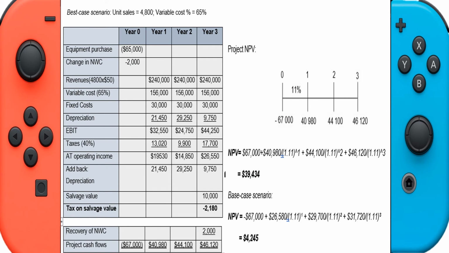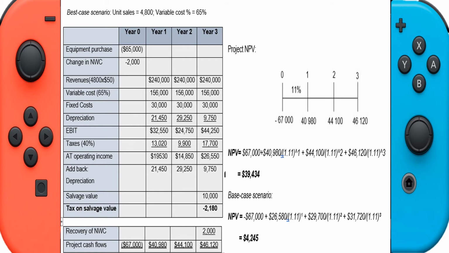Greetings, trainers! The standard deviation is a statistic that measures the dispersion of a dataset relative to its mean and is calculated as the square root of the variance. To solve for the best case scenario, given that the unit sales is 4,800 with 65% variable cost and other variables remain unchanged, there would be project cash flows of 40,980 for year 1, 44,100 for year 2, and 46,120 for year 3. Using the net present value formula that was previously shown, the result is a $39,434 net present value for the best case scenario.